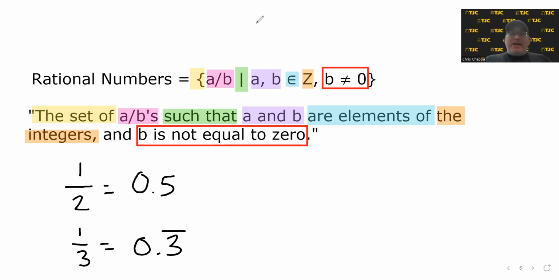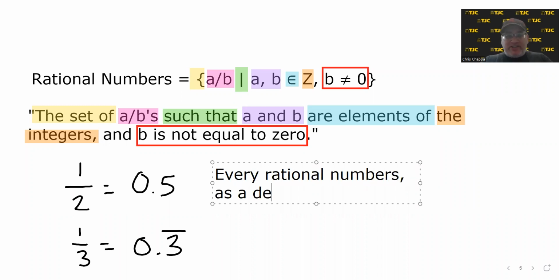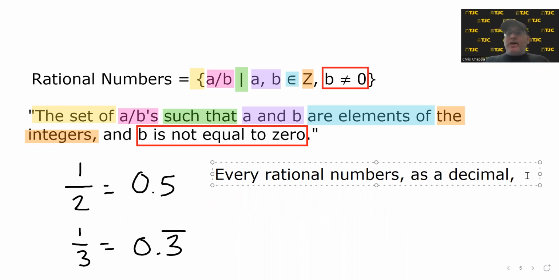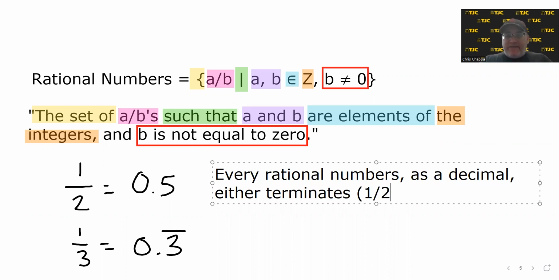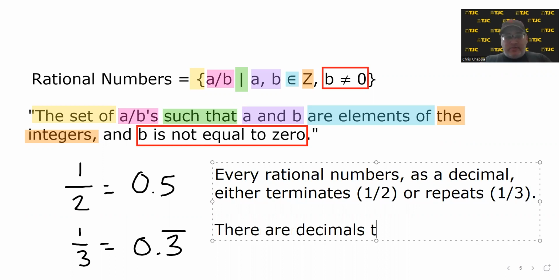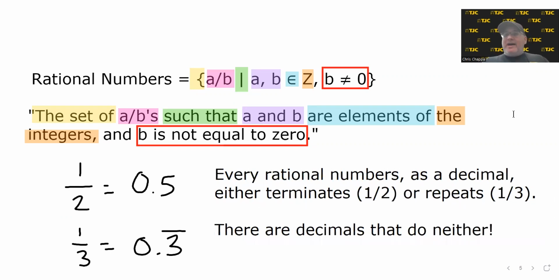And something that not everybody knows is the following. Every rational number as a decimal either terminates like 1/2 or repeats like 1/3. And you might think, okay, so what's the big deal? Well, there are decimals that do neither. In other words, there are decimals that don't end like 1/2 and don't repeat like 1/3.